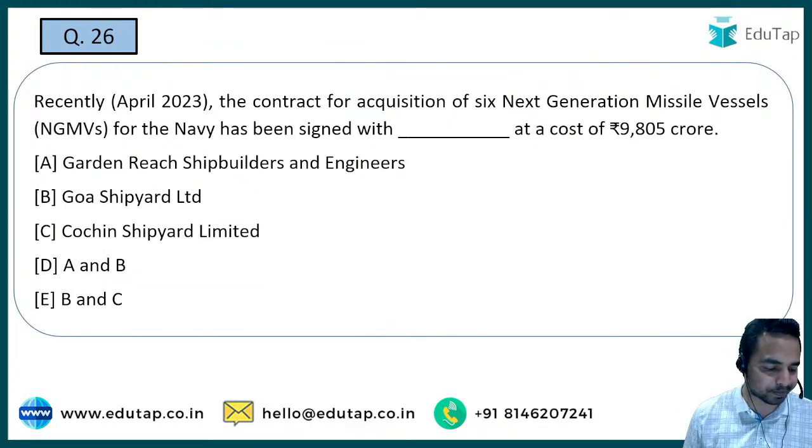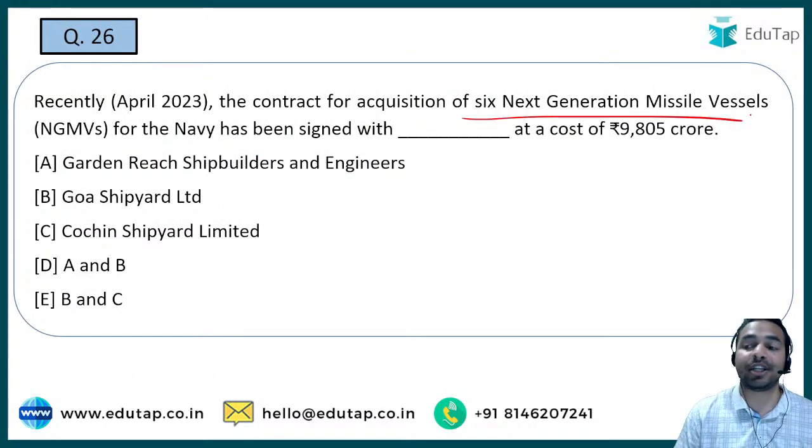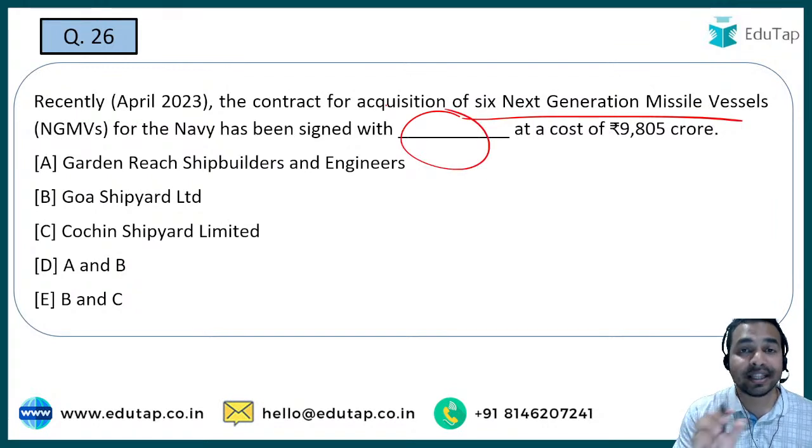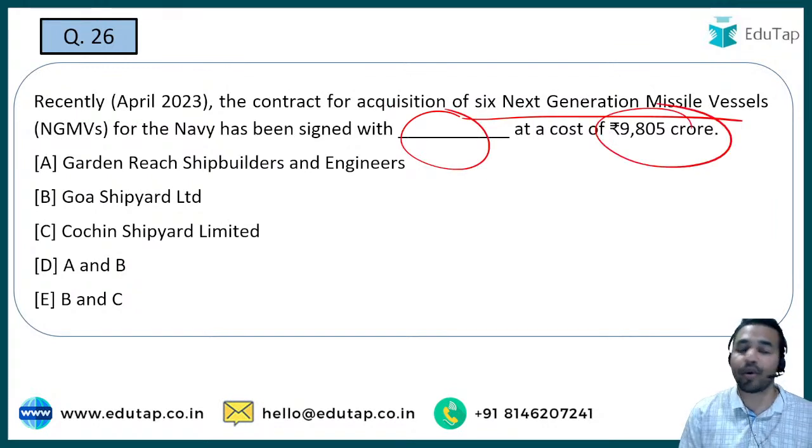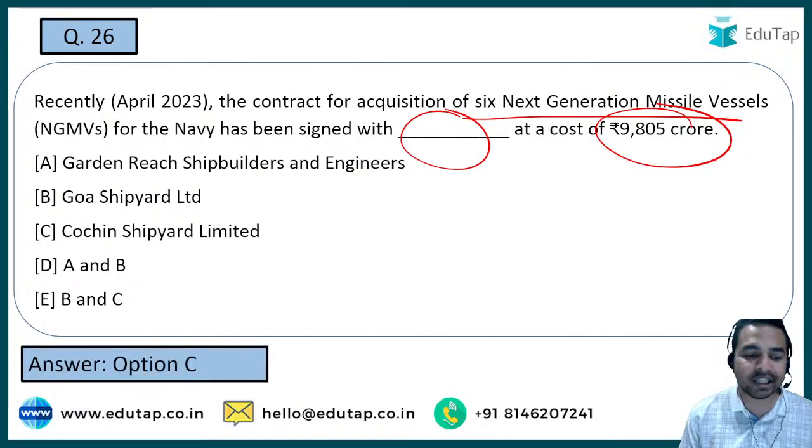Now the next question. Recently, the contract for acquisition of 6 next generation missile vessels has been signed for the Navy, and you are required to tell me the name of the organization with which this particular agreement has been signed. The cost for it was 9805 crore. And guys, this is a very direct question, it does not require any kind of discussion. It is option C, that is Cochin Shipyard Limited, the right answer.